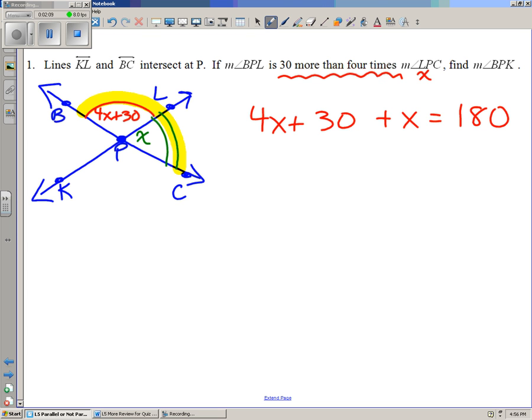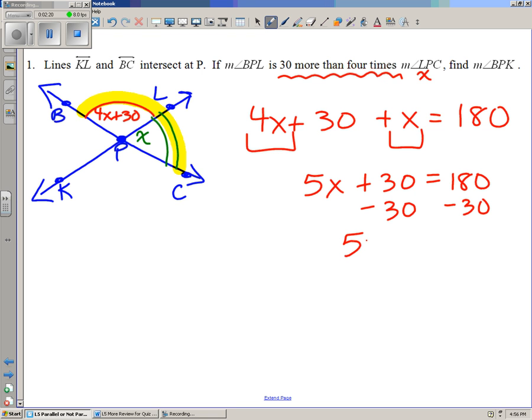So now it becomes an algebra problem. We will combine our like terms. We will have 5x plus 30 equals 180. Subtract 30 on both sides. We have 5x equals 150. Divide by 5, and x is 30.